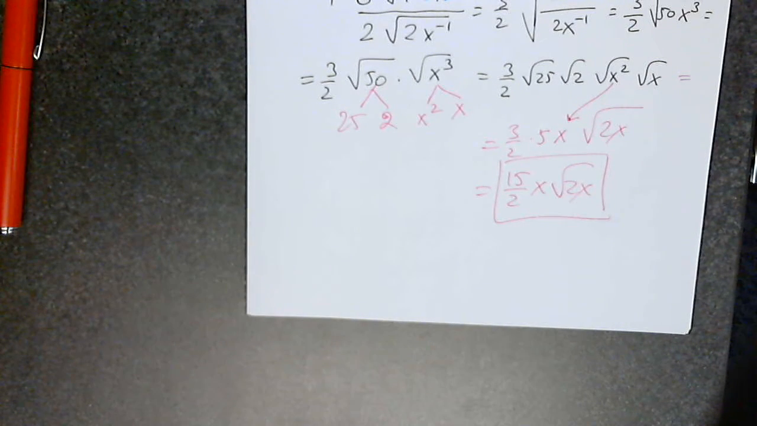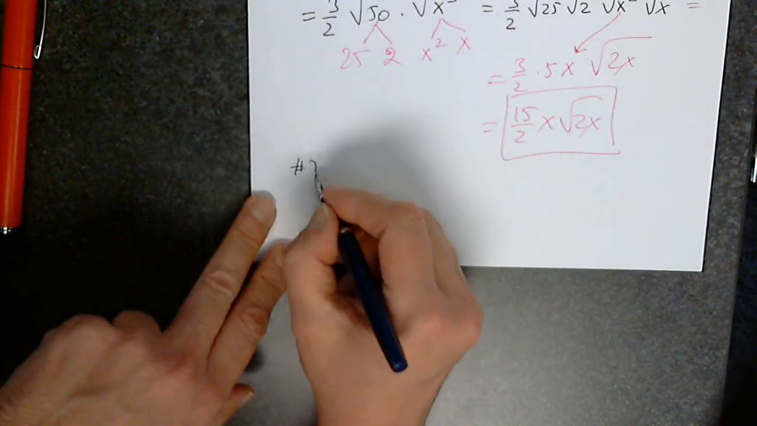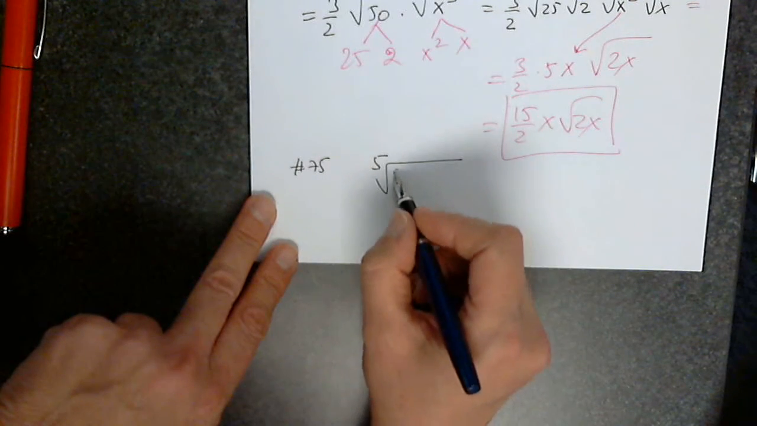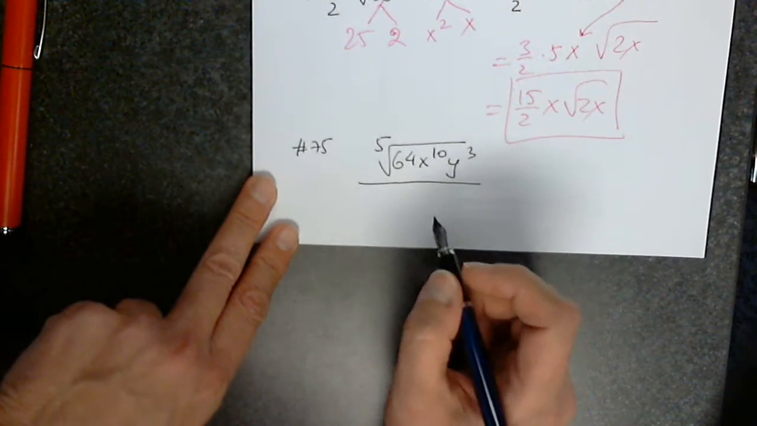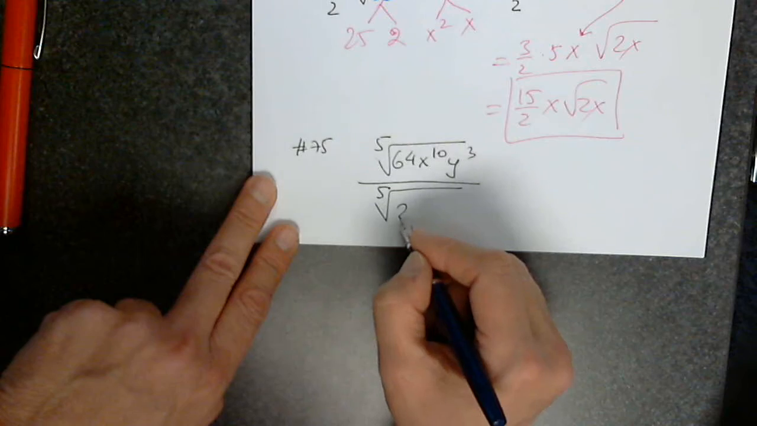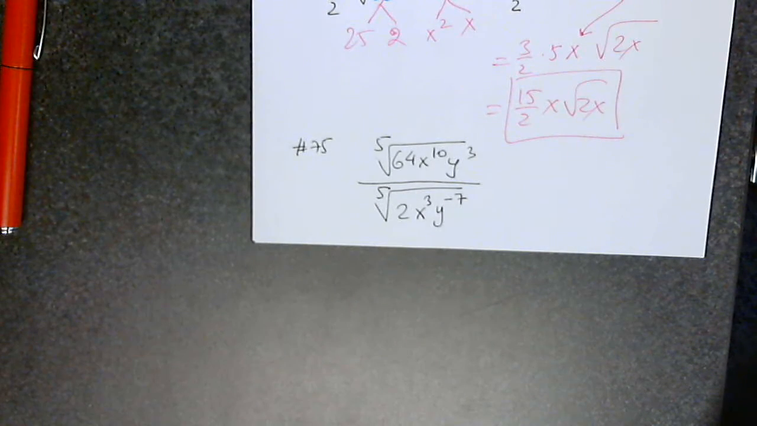Any questions? Okay, let's work on one more, and then we talk about the distance formula and the midpoint formula. 75. The fifth root of 64 x to the 10th y to the third, everything divided by the fifth root of 2 x to the third y to negative 7. So let's work on this for 1 minute.